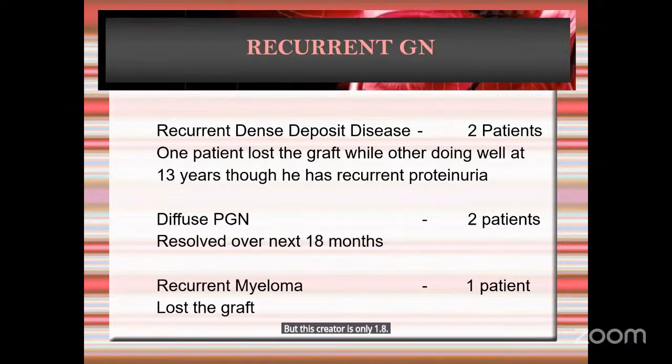Diffuse proliferative glomerulonephritis, 2 patients, resolved over the next 18 months. Recurrent myeloma in 1 patient, who lost the graft. That was within the first month. I think I missed that preoperatively.